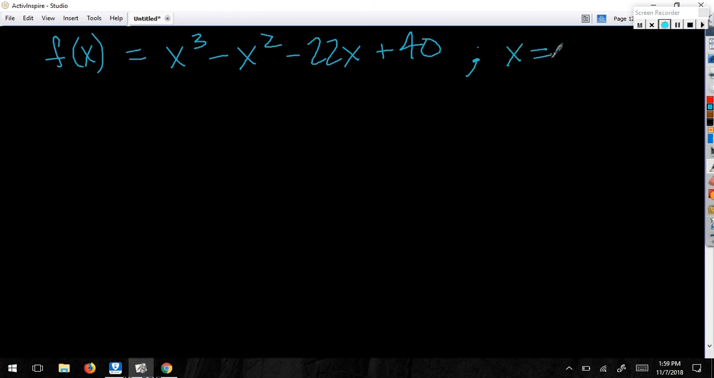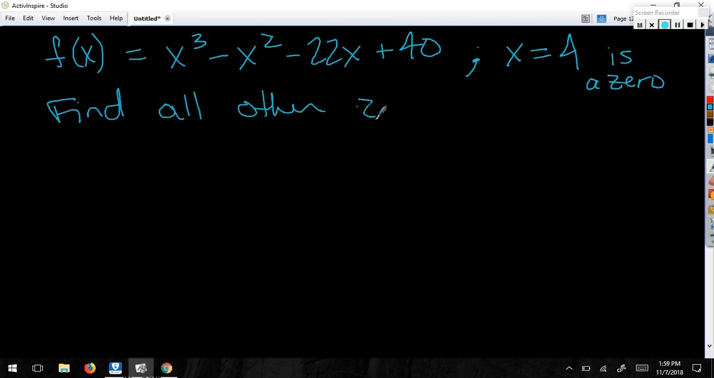Let's say f of x equals x cubed minus x squared minus 22x plus 40. If x equals 4 is a 0, what I want you to do is find all other zeros. Y'all ready?